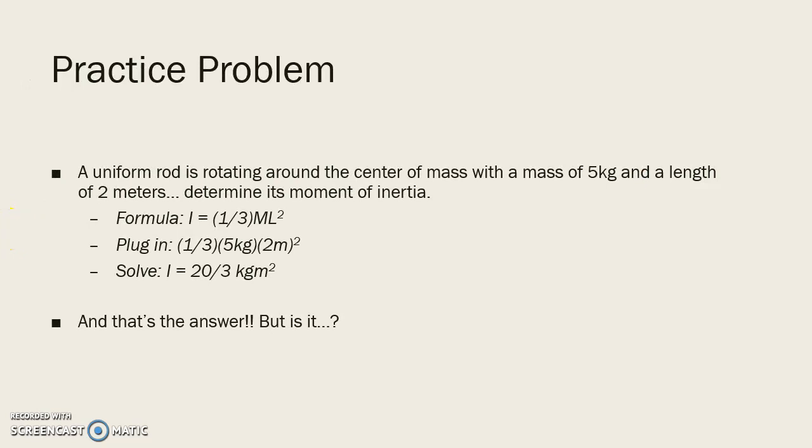Here's a practice problem we have for you. A uniform rod is rotating around a center of mass with a mass of 5 kilograms and a length of 2 meters. Determine its moment of inertia. The formula for this is I equals 1/3 ml squared, and you plug it in, and then you get 20/3 kilograms per meter squared. And that's the final answer.